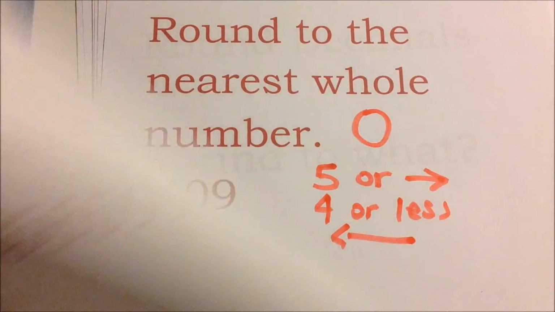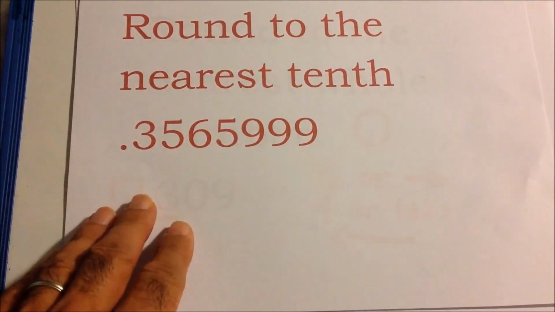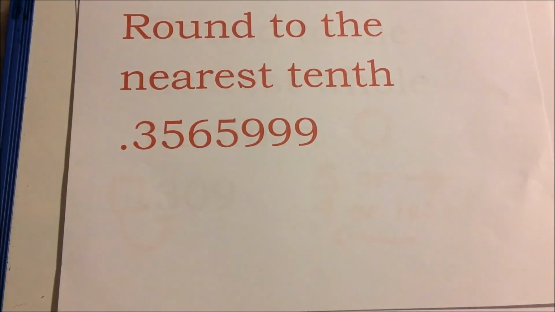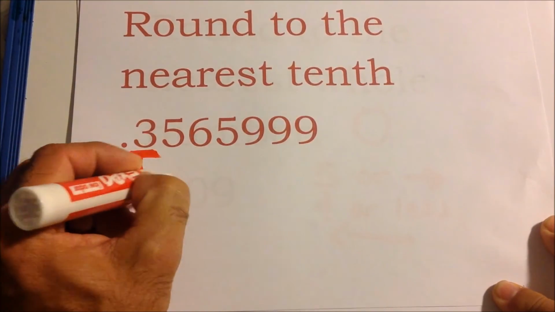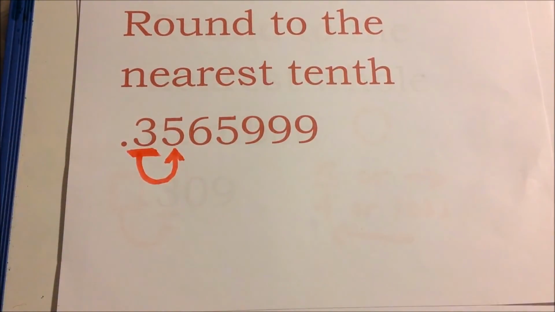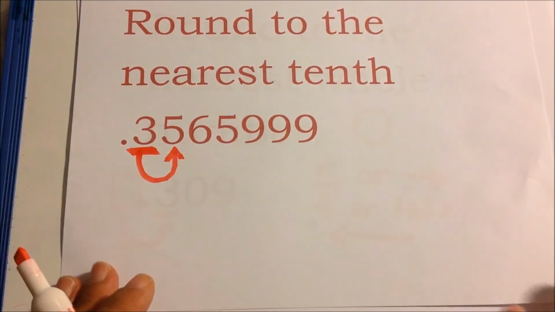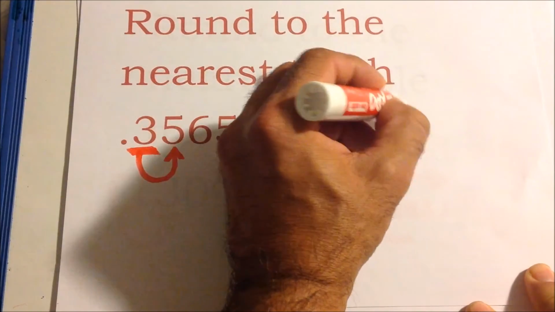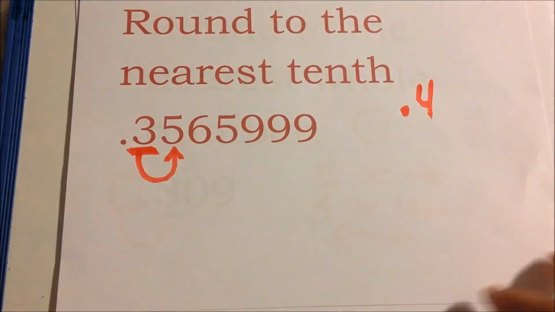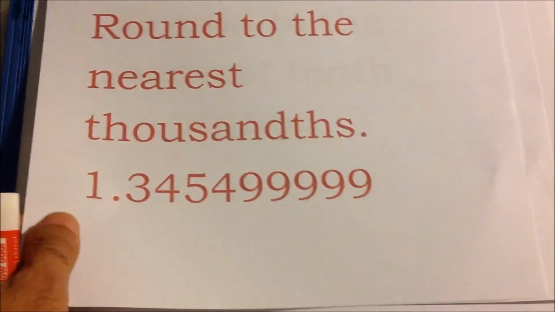What if we had to round to the nearest tenth? First, find the 10th place. Well, here it is. There's the 10th place. And look to the right. Is that a 5 or greater? Yes. Since it's 5 or greater, the nearest tenth would be 0.4. And try that one.